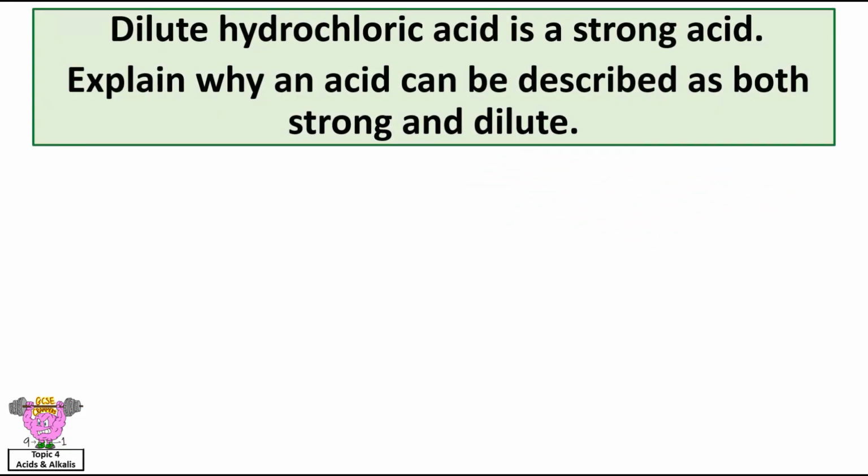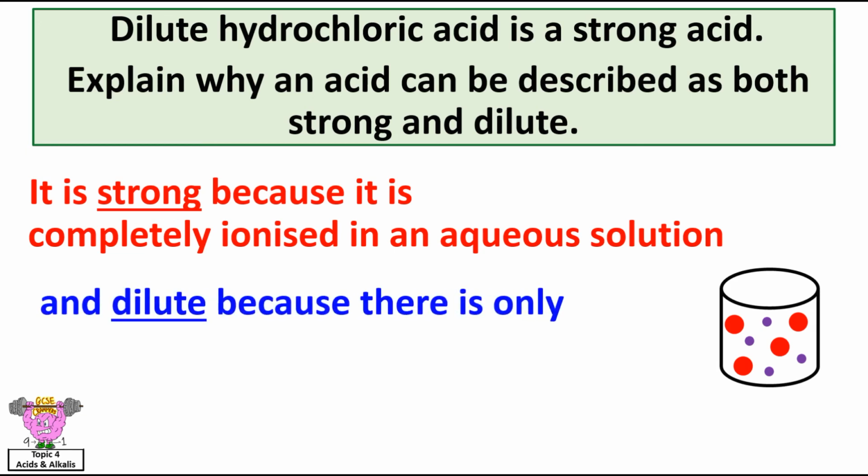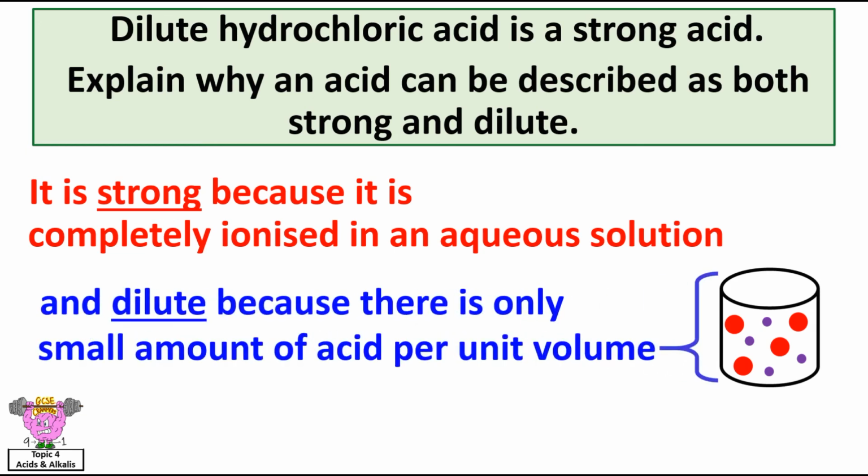Dilute hydrochloric acid is a strong acid. Explain why an acid can be described as both strong and dilute. It is strong because it is completely ionized in an aqueous solution, and dilute because there is only a small amount of acid per unit volume.